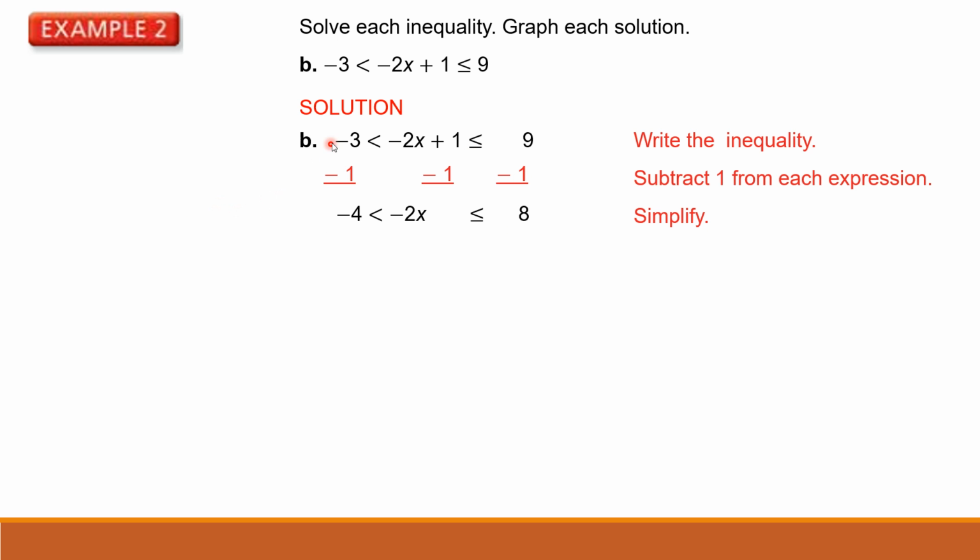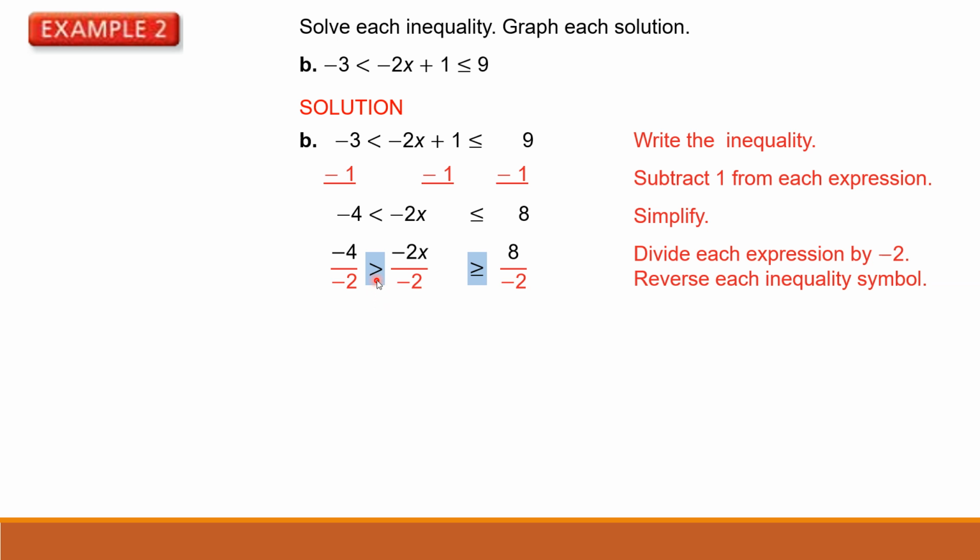And let's simplify. So we get -4 is less than -2x, which is less than or equal to 8. And now we still need to solve for x, so we will need to divide by -2. And when we divide each expression by a negative number, remember that when dividing by a negative, we have to consider that the inequalities need to reverse direction.